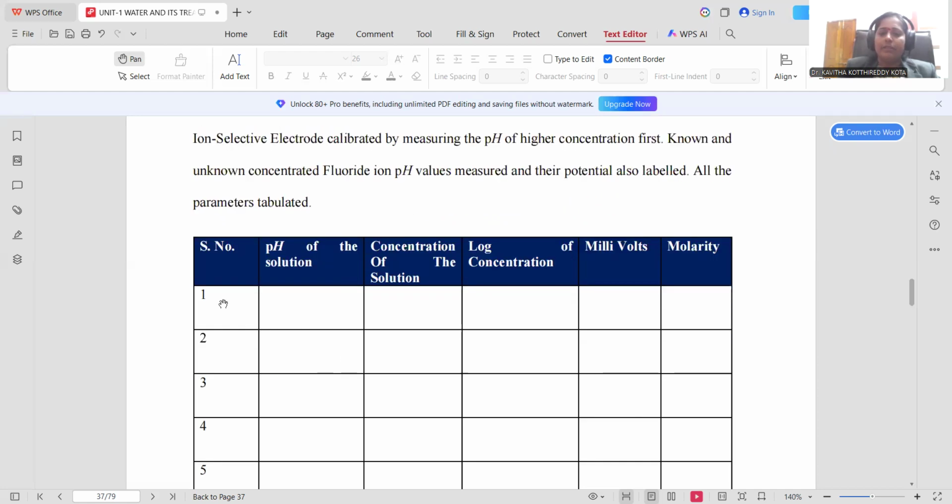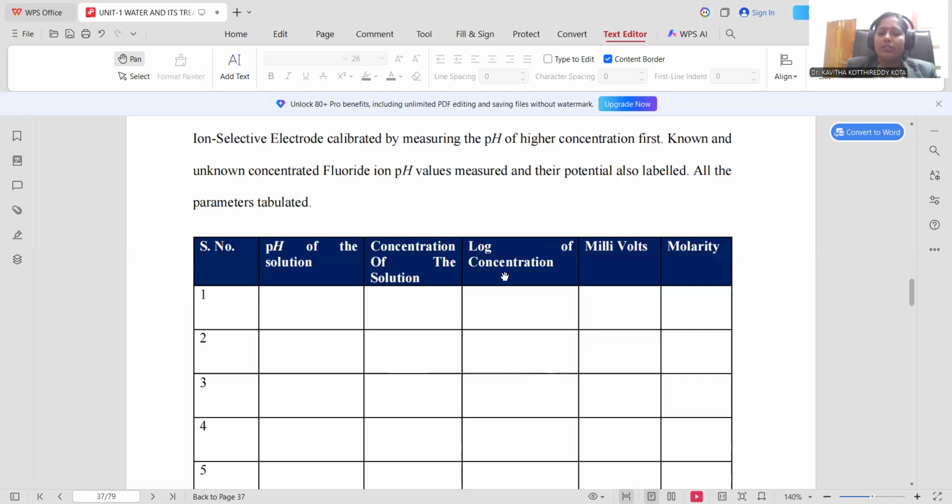In this table, serial numbers: however many experiments you are doing, that many numbers will be taken. What are the pHs of the various solutions you prepared? The standard solutions are of different concentrations, right? So they will also have different pH values. That's the reason why you can measure different pH, and they can be tabulated over here. The individual concentrations are also known to you. Those concentrations can be taken in the third column.